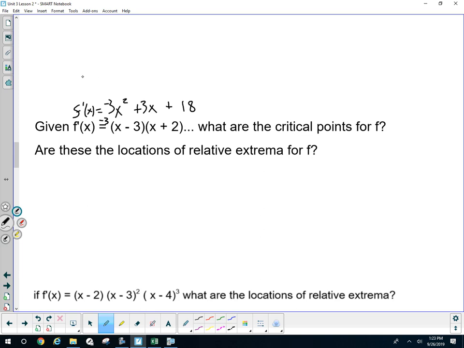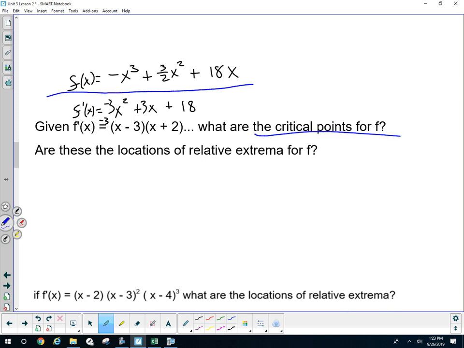Okay, let's say I said, hey, if f of x is negative x cubed plus 3/2 x squared plus 18x. Let's say I gave you that function. And I said, hey, looking at this function, what are the critical points and are they maxes or mins? Well, this is what you would do, and I've already done it for you.